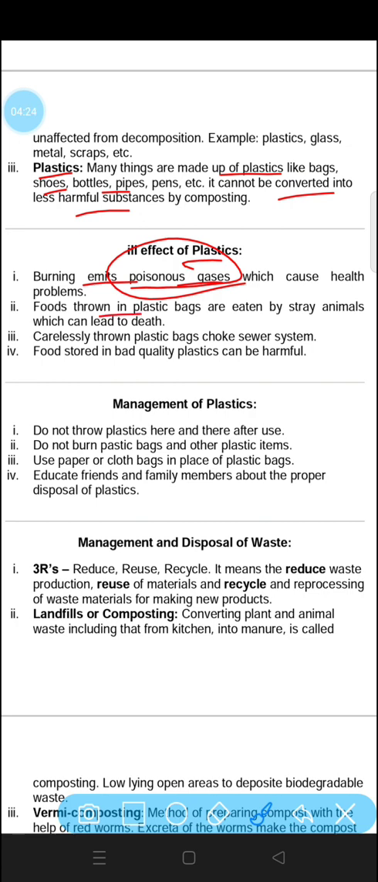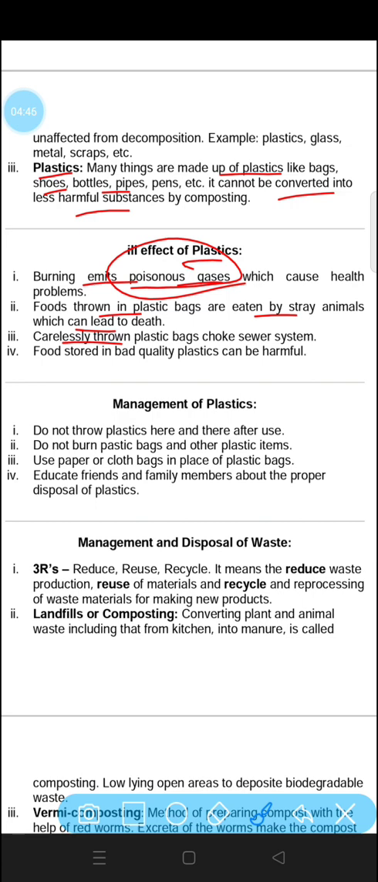Food thrown in plastic bags are eaten by stray animals which can lead to death. Generally, we used to pack the food in the polythene bags and we throw it with the garbage. So if the stray animals eat them, they will have some problems because that plastic would not be able to digest in their stomach.